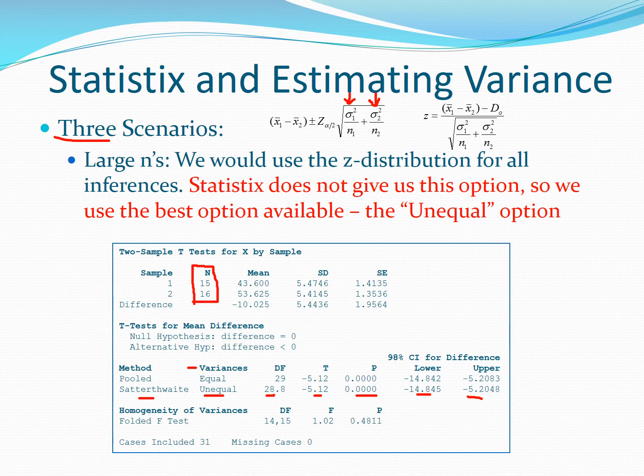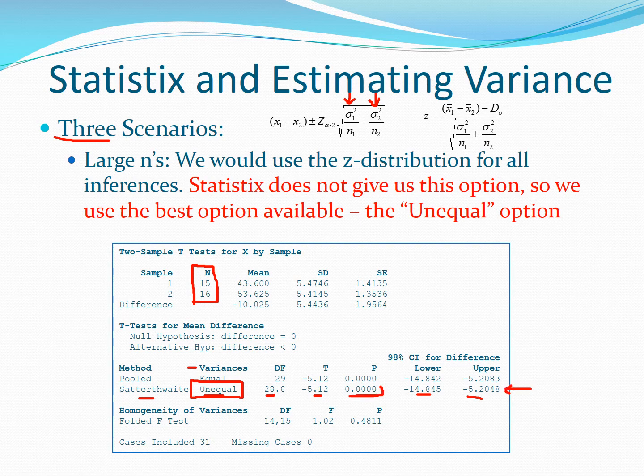The best option available is to say, if we have large samples, let's go ahead and use the unequal row. Now, the unequal row in the software will use the t-distribution. We really want to use the z if we have large samples, but that's the best option we have. And really, when you take large samples, the t-distribution and the z-distribution are going to be pretty close together, so the difference is going to be negligible. So if we had large samples, I say let's go ahead and use this unequal row.